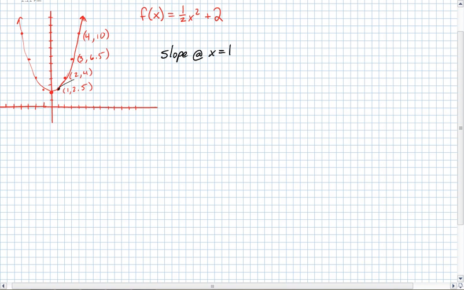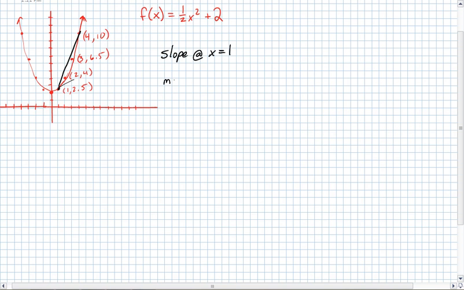So let's go ahead. We're going to draw a secant from x equals 1 to x equals 4, just as an example. And so the slope of this line will be approximately equal to the slope of the line at 1. Not exactly. In fact, it'll be quite a bit off, but it'll give us a starting place. So we'll use that one.